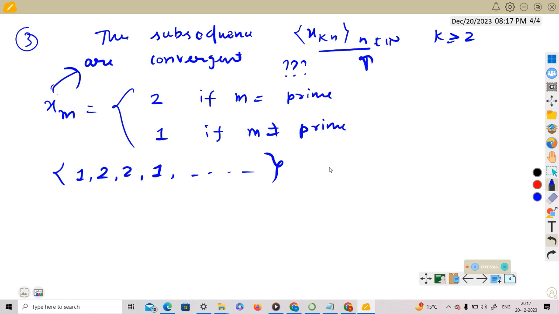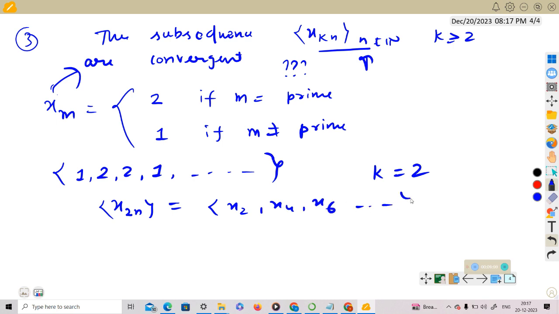Let us take k equal to 2. Then how does x_2n look like? It's all even terms: x_2, x_4, x_6 and so on. So only x_2 is prime, so this is 2, and these are not prime, so this is 1, 1, 1. This is a convergent sequence.